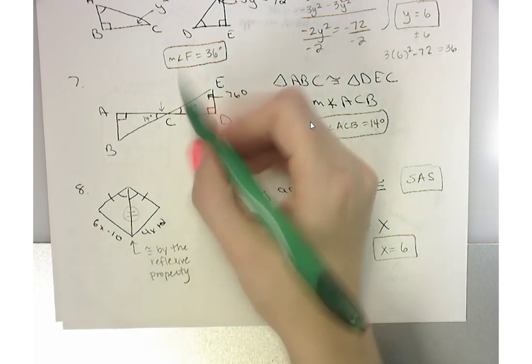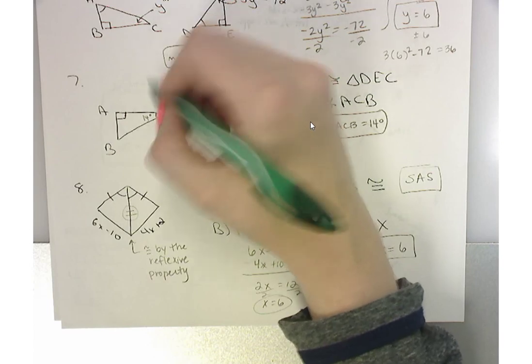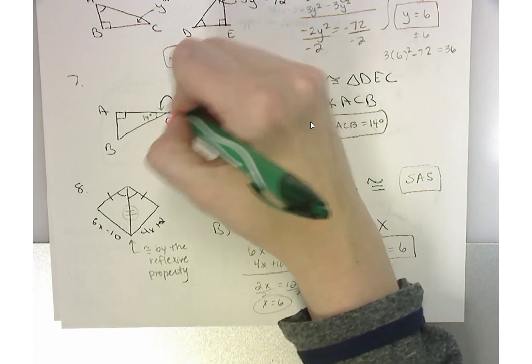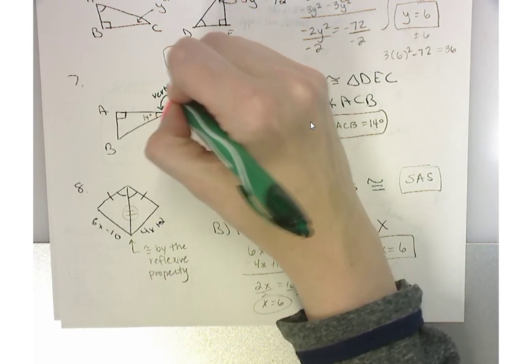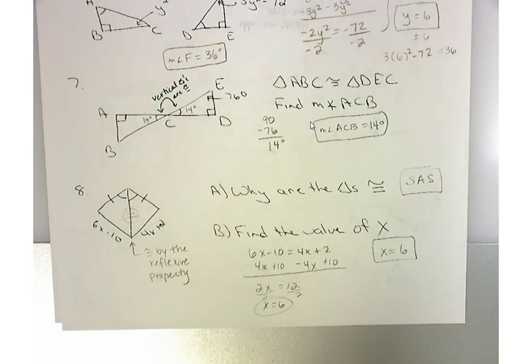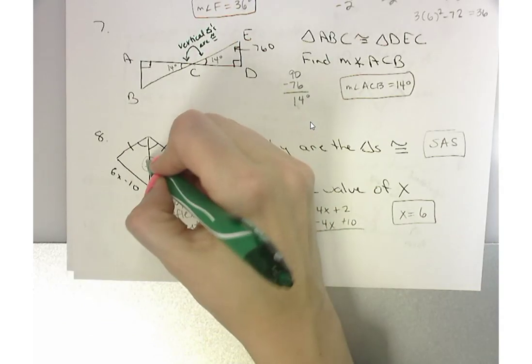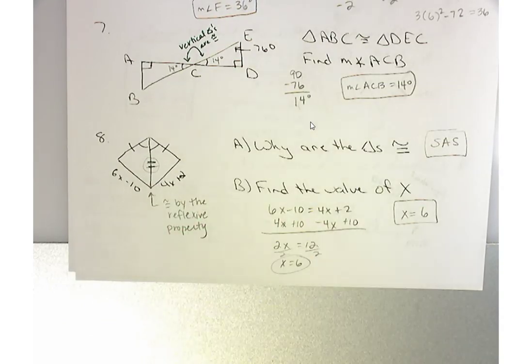Okay, why are the triangles congruent? Remember, if they share a side, these are congruent by the reflexive property. Okay, so then I have side angle side here. And then if I'm going to find the value of x, because these are congruent, I can set them equal and then solve for x.